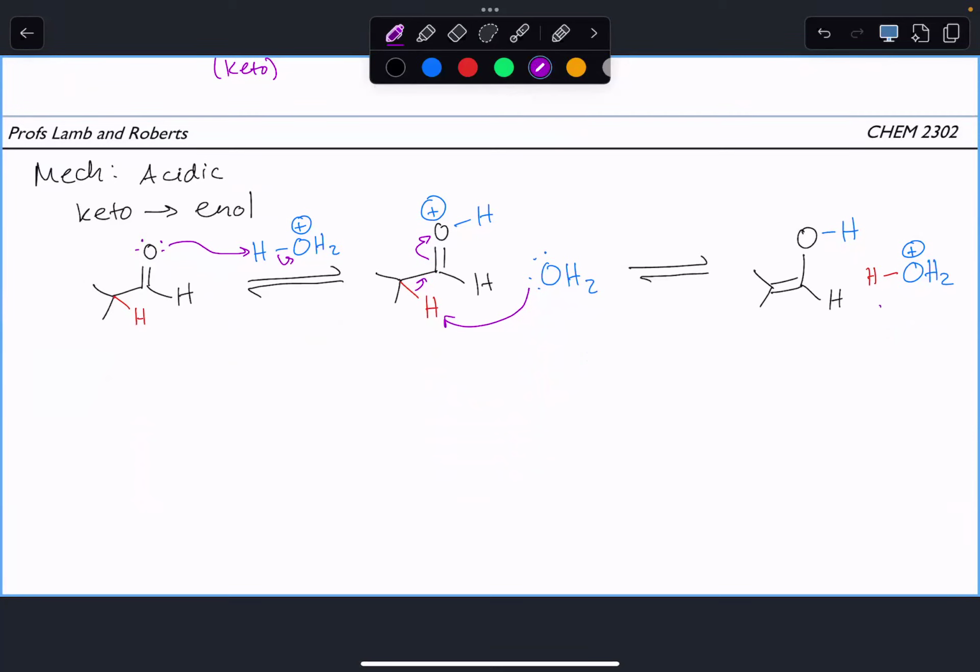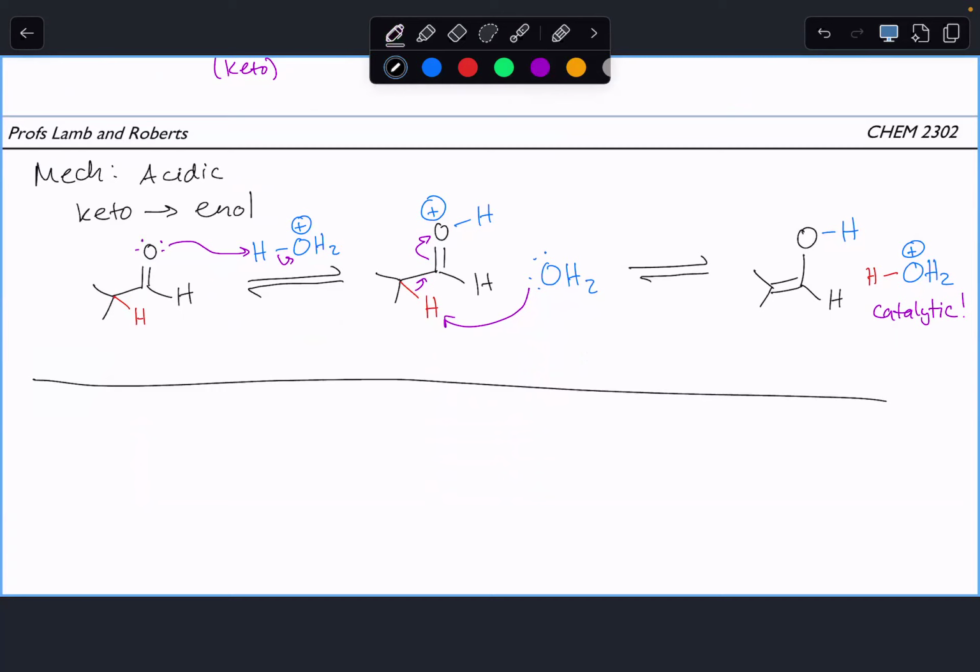So this is catalytic. You only need a little bit to get this to go. But again, it's all equilibrium. That's when we have to think about the pKa's. The ketone form is normally favored, but you can make both.